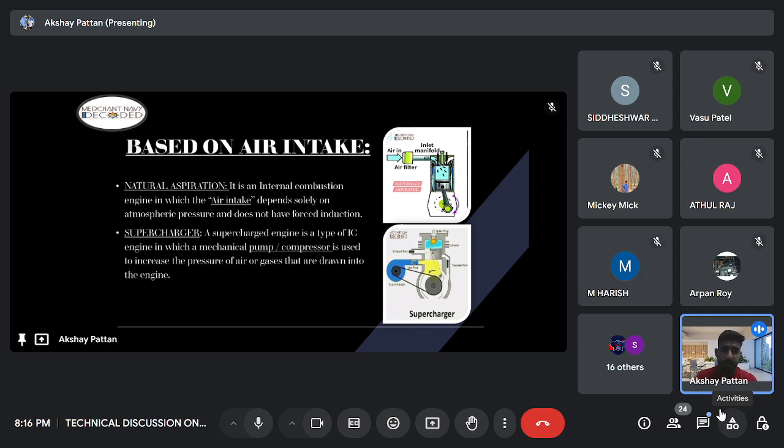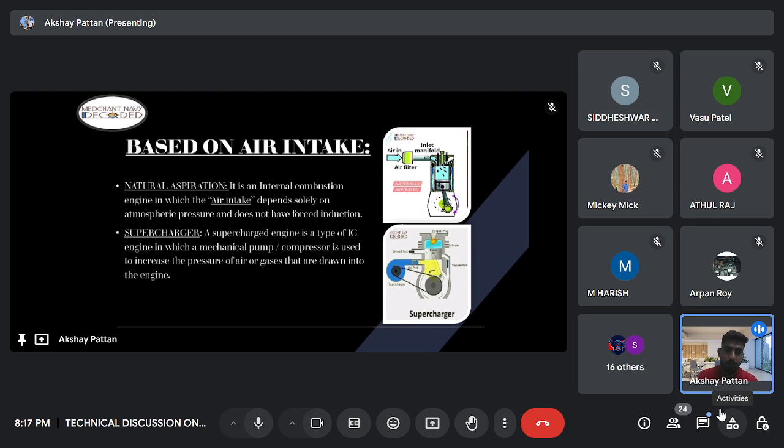In a turbocharger, the exhaust gases coming from the exhaust manifold are used to rotate the turbine, and that turbine is connected to the compressor via a shaft. As the compressor rotates, it sucks the air from the atmosphere, compresses it, and pushes that air forward to the cylinder at a higher pressure. Okay, this is the turbocharger.